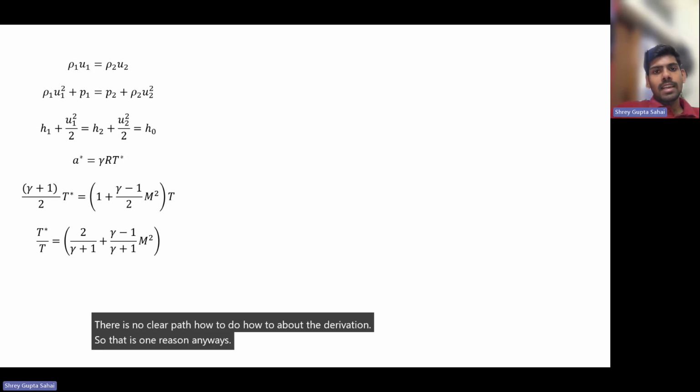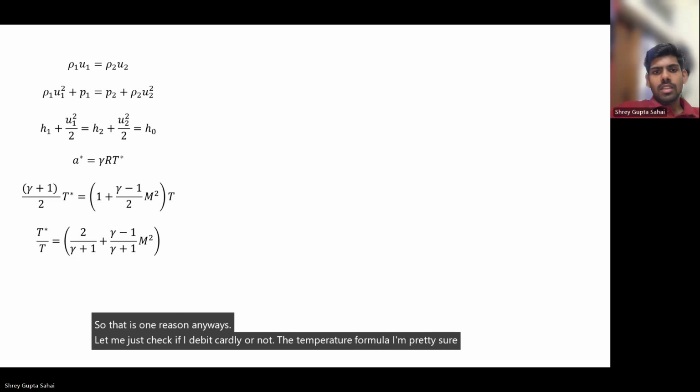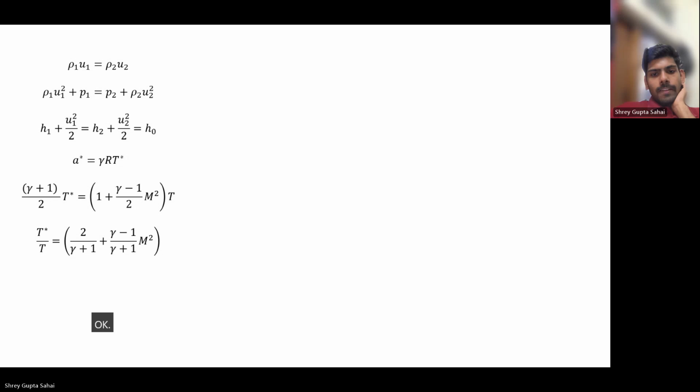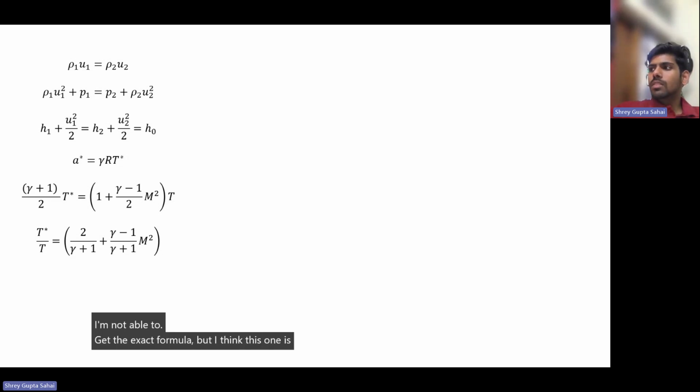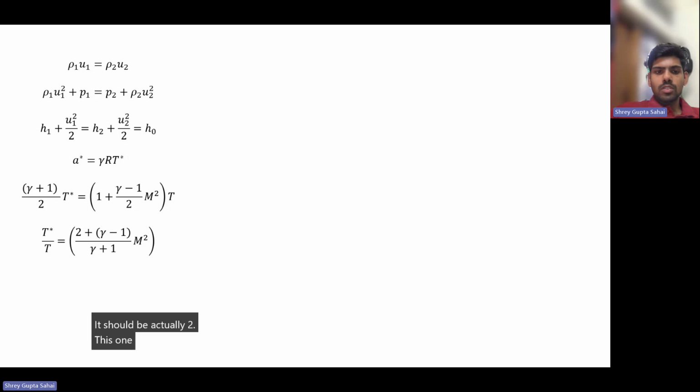Anyways, let me just check if I'm typing it correctly. The temperature formula, I'm pretty sure it's fine. Let me just see once. I'm not able to get the exact formula, but I think this one is fine. Now you just have to do one thing.